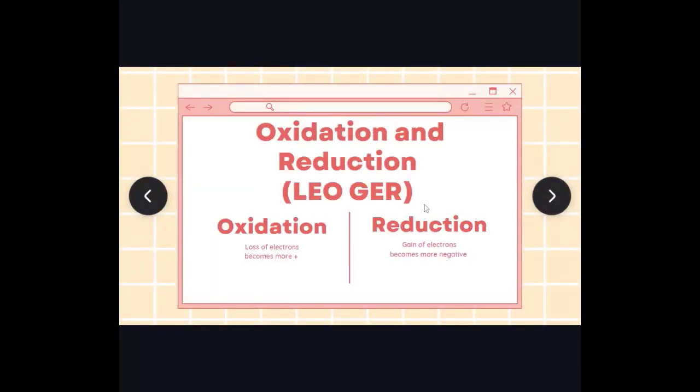Next, we're going to transition to something a little bit different. If you recall from Gen Chem 1, we talked a lot about redox reactions. There are two parts to it: an oxidation reaction and a reduction reaction. There are a lot of fun acronyms you can use, and my favorite one is LEO GER. Oxidation is the loss of electrons, and the value becomes more positive. You do this by finding the oxidation number.